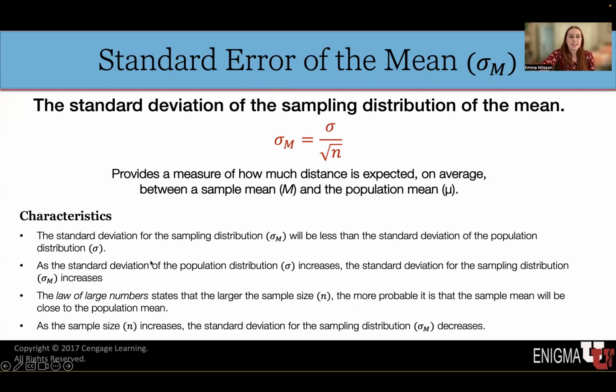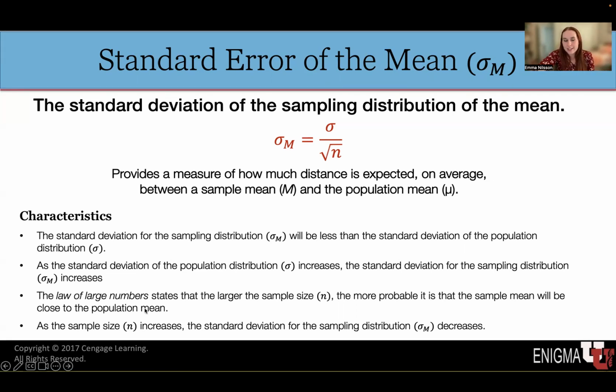The second bullet says, as the standard deviation of the population increases, the standard deviation for the sampling distribution will also increase. And that makes sense too. Basically, we're saying for any given sample size, the more the individuals in the population vary, the more the groups, the samples will vary as well.